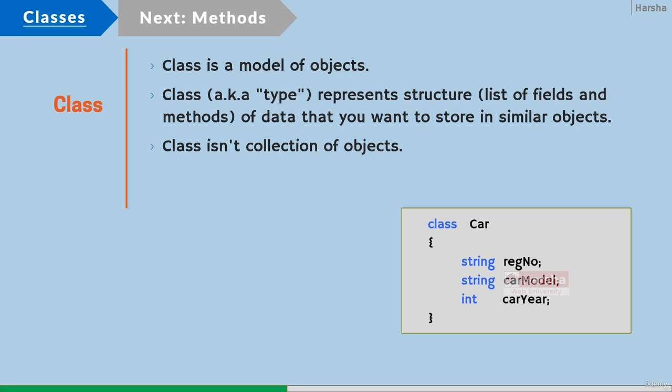The class describes the list of fields and methods that you want to store inside the object. But in fact, an object stores only fields but not methods. So methods remain as a part of the class itself. Only fields are stored inside the object.